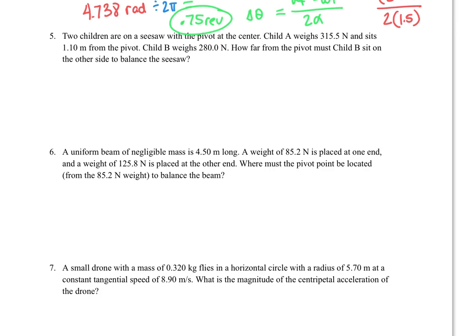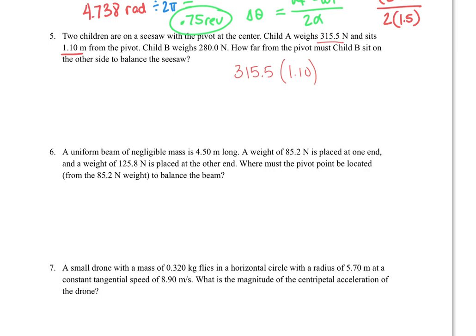2 children are on a seesaw with a pivot at the center. Child A weighs 315.5 and sits 1.1 meters from the pivot. Child B weighs 280. How far must child B sit? So you're basically going to end up with the one that it gave you, 315.5, times how far away he is, 1.10.